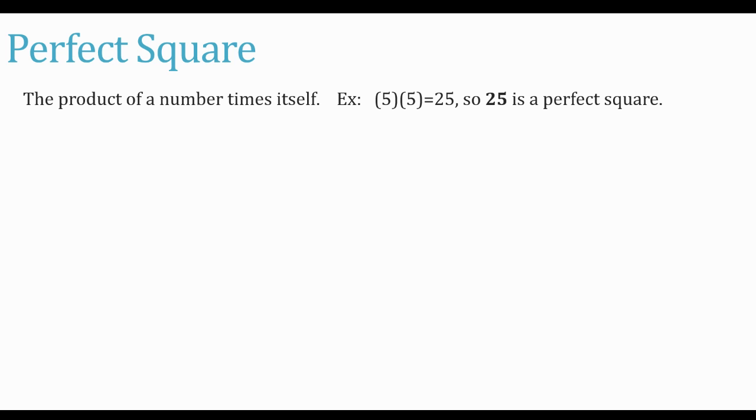So a perfect square, hopefully this sounds familiar. A perfect square is the product of a number times itself. So here's an example. 5 times 5 is 25. So 25 is considered a perfect square because it's the product of a number, 5, times itself, which is 5. So that's what a perfect square is.